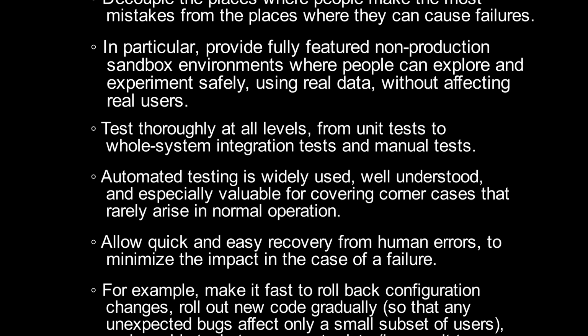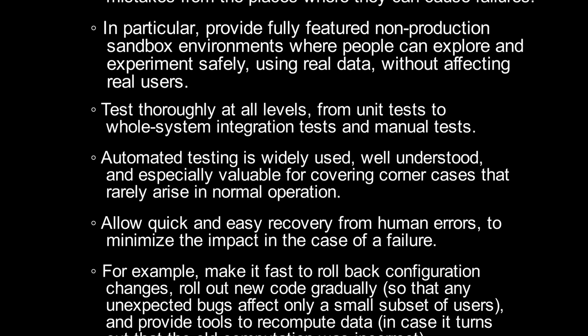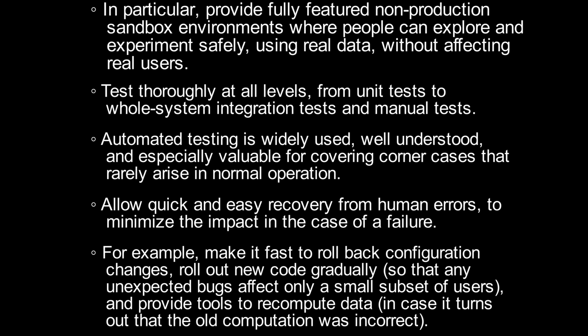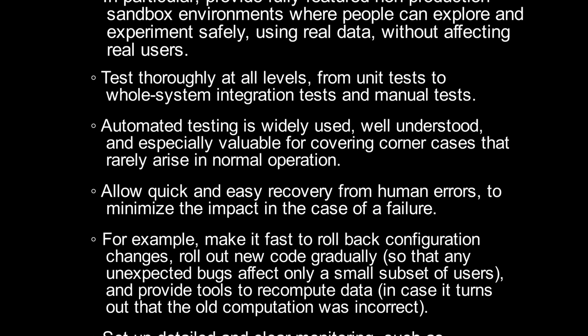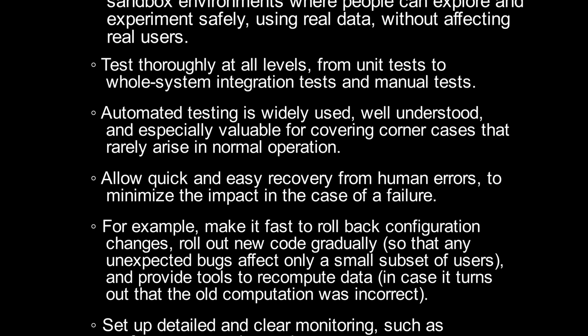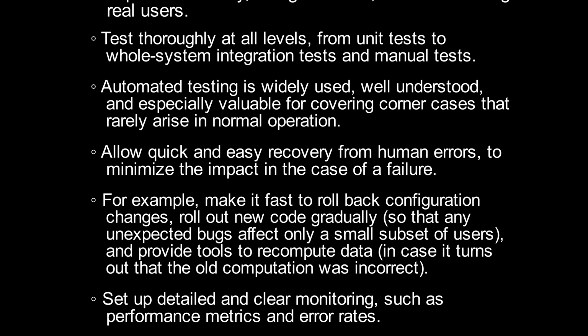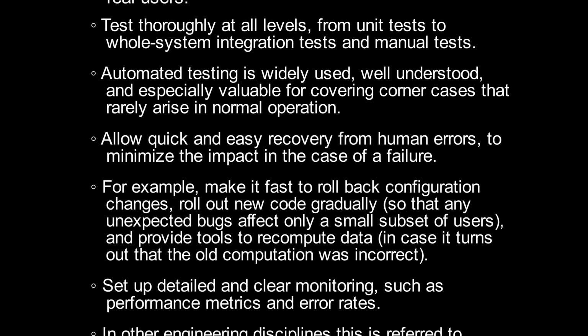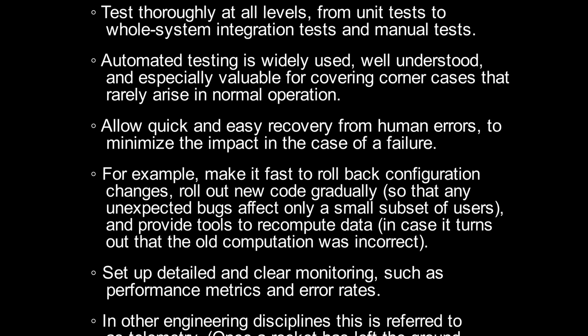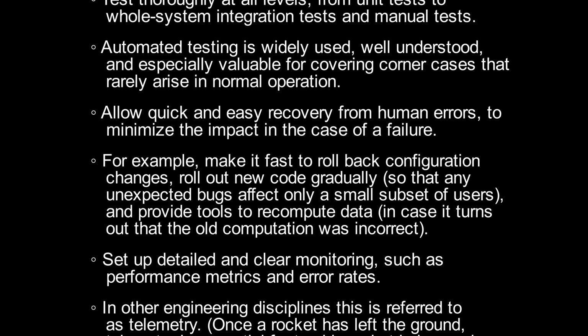Allow quick and easy recovery from human errors to minimize the impact in the case of a failure. For example, make it fast to roll back configuration changes. Roll out new code gradually so that any unexpected bugs affect only a small subset of users, and provide tools to recompute data in case it turns out that the old computation was incorrect.